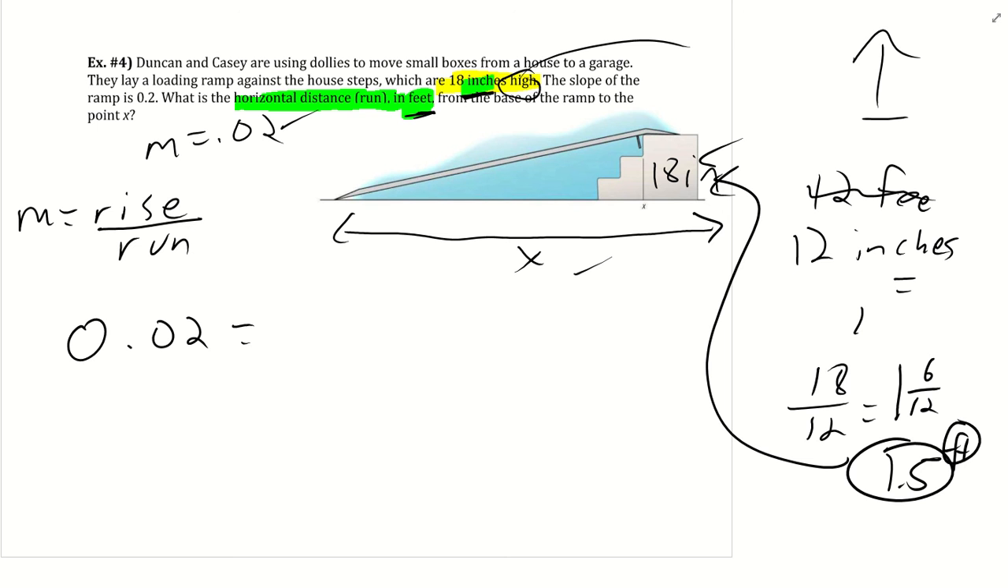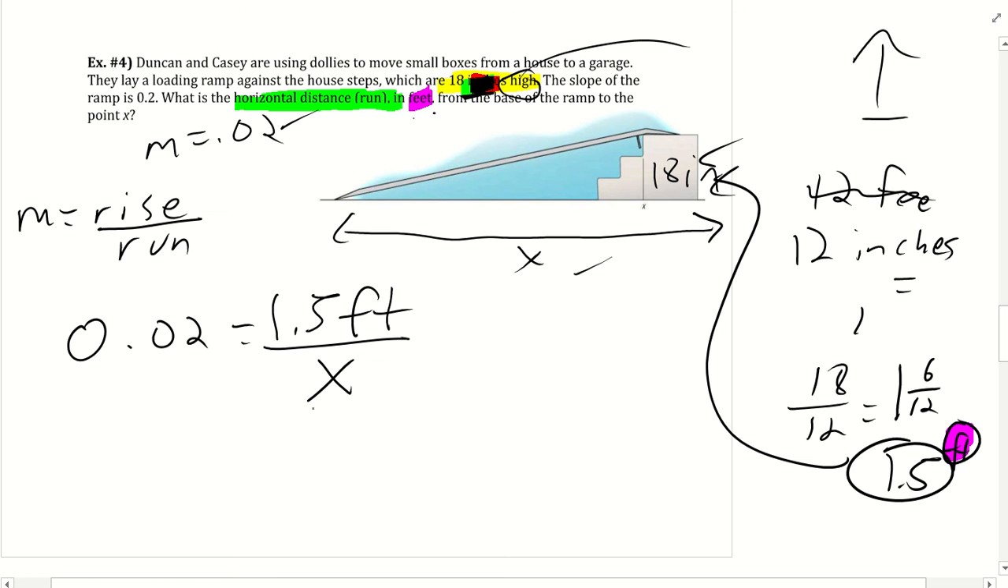If you notice here, this said feet, and this said feet here as well. Maybe I'll erase that so you can see the feet in there. Good. Let me try to highlight that. All right, so again, feet, this had to be feet too. So when we go here, I know my rise is 1.5 feet, but I don't know what my run is.